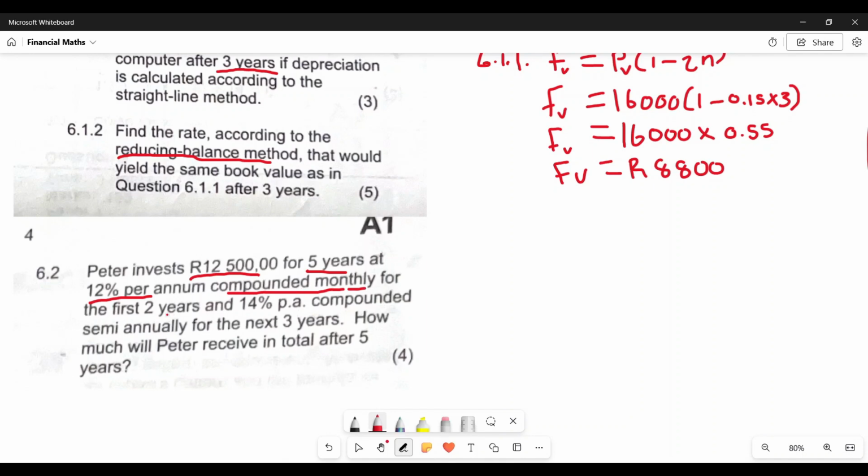This is important. For the first 2 years, they say, and 14% per annum compounded semi-annually for the next 3 years. How much will Peter receive in total after 5 years? For this one, I would like us to use a timeline so that we can see a picture of what is happening here.